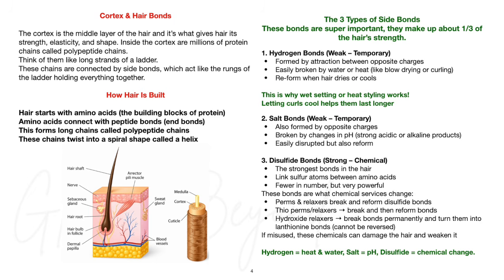These bonds are what chemical services change. For example, perms and relaxers break and reform disulfide bonds. Thio perms or relaxers break and then reform the bonds. Hydroxide relaxers break bonds permanently and turn them into lanthionine bonds, which cannot be reversed. If misused, these chemicals can damage the hair and weaken it.